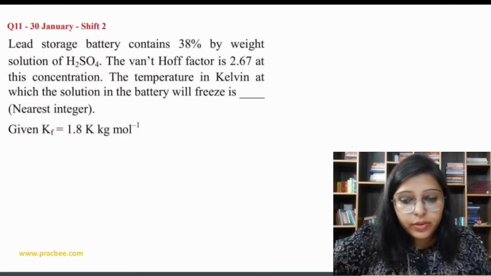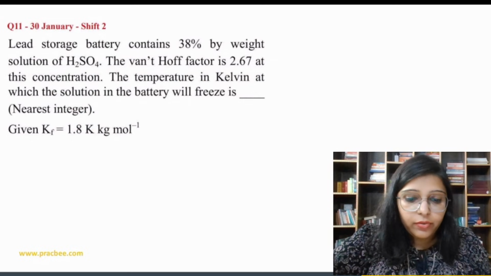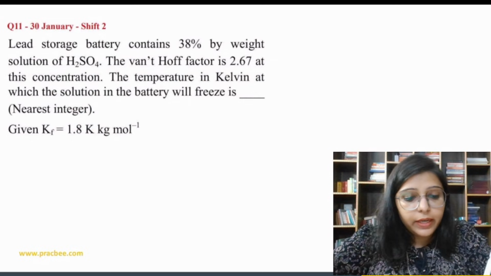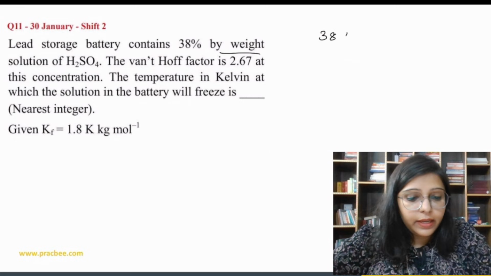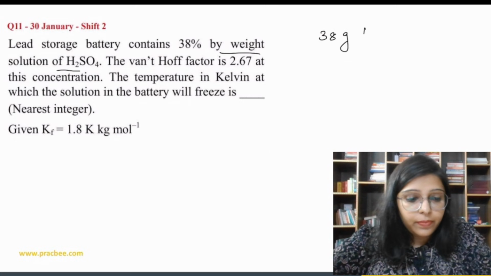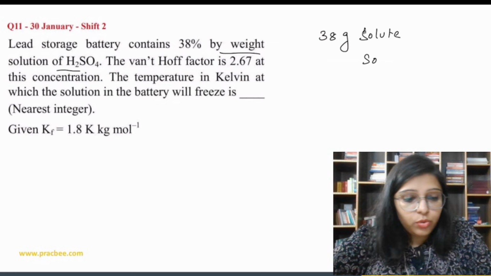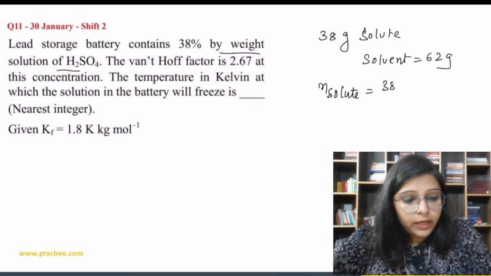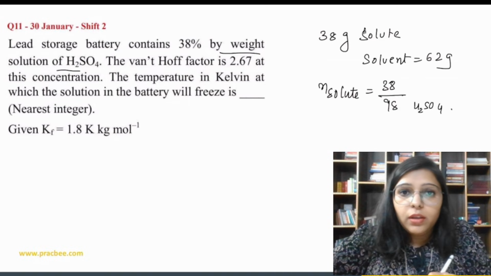Now let's do the next question. We have a lead storage battery, right, which contains 38% by weight. It means 38 gram of H2SO4. So 38 gram, right, is the solute, and the solvent is going to be 62 gram. Now the number of moles of solute is 38 upon 98 for H2SO4. Okay. So the van't Hoff factor is also given, 2.67.